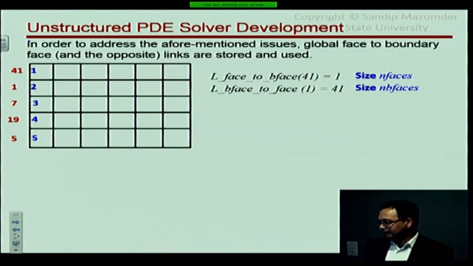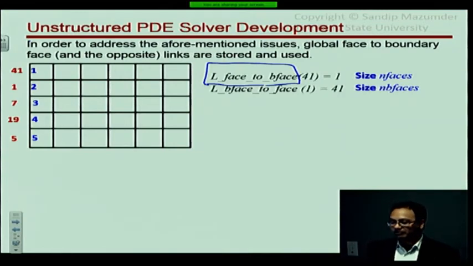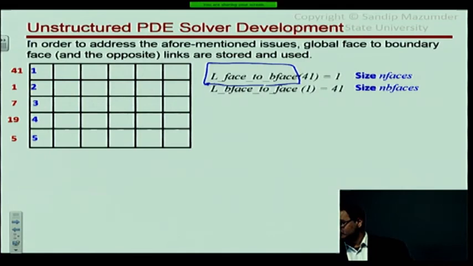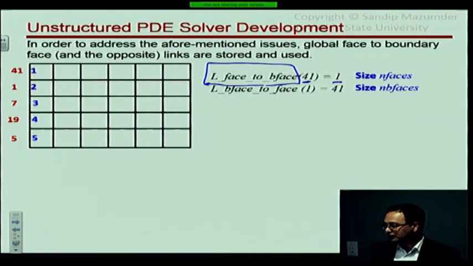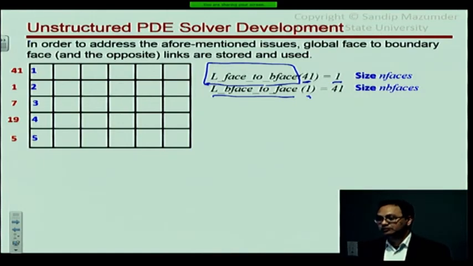We have a map that we store, which we call link from face to boundary face. For example, link from face to boundary face of face number 41 is 1. This tells me that global face number 41 is local face number 1. The opposite, from boundary face to face, stores the opposite information.